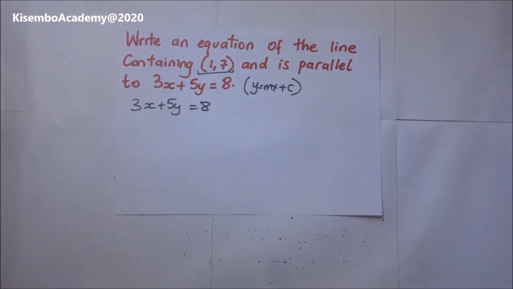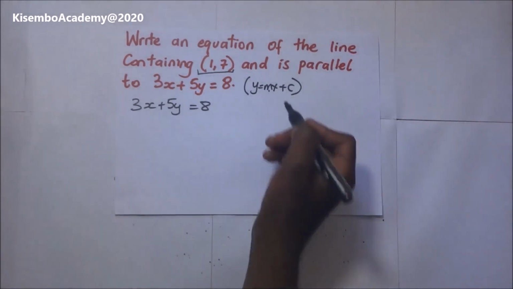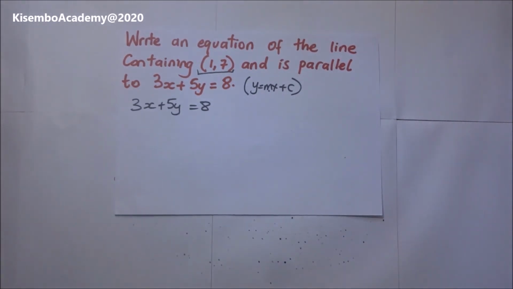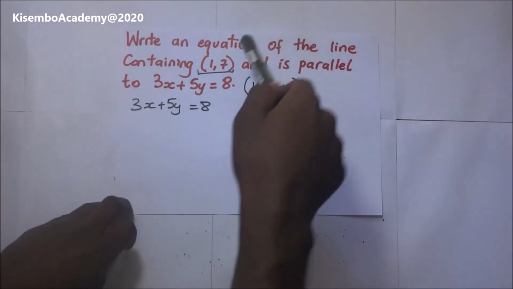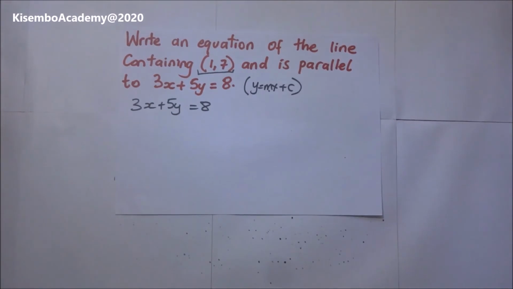The reason for that is so that we are able to find the value of m, so that we are able to know the gradient of that line. Because when we know the gradient of this line, then we can tell the gradient of the other line whose equation we are looking for.